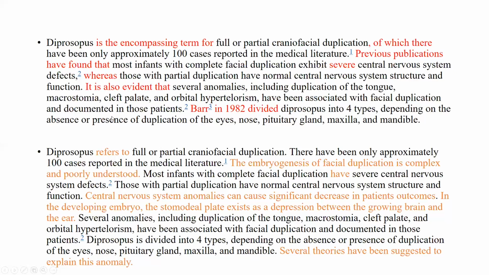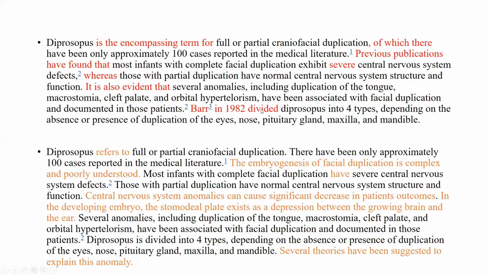Here, for example, I removed "whereas" and just put a period. So most infants with complete facial duplication exhibit, I just chose "have." Have is fine, but exhibit is a stronger word. Severe central nervous system defects, whereas those with partial. So you see how these two sentences are not connected? It's cut here. Those with full, those with partial. And then I went sideways with the central nervous system. It's also evident that I just started with several anomalies. It's not wrong, but I'm showing you how you can make your introduction a better introduction.